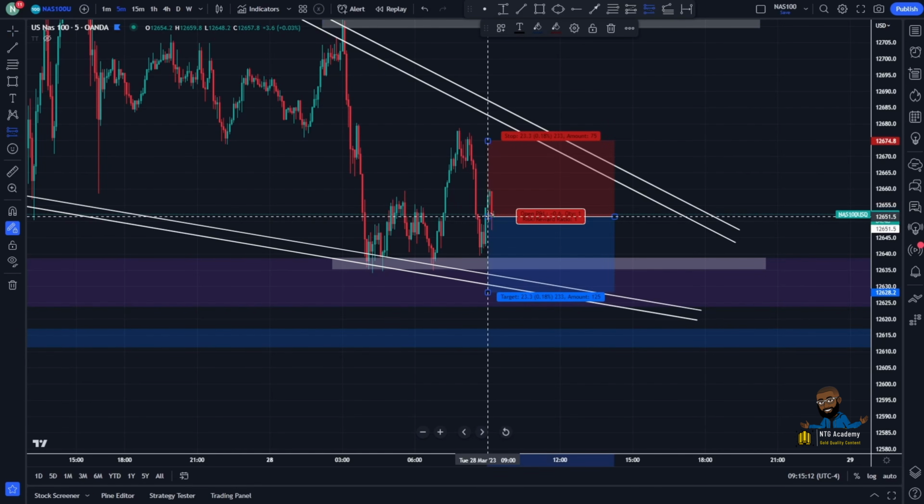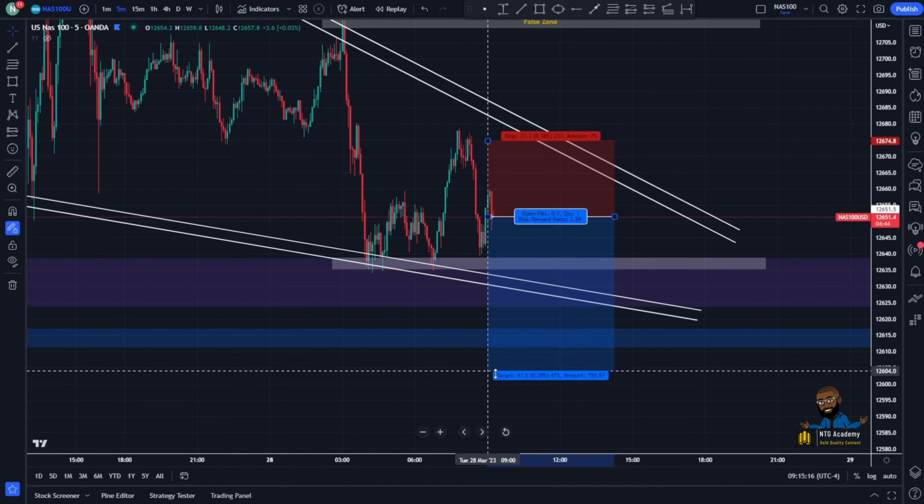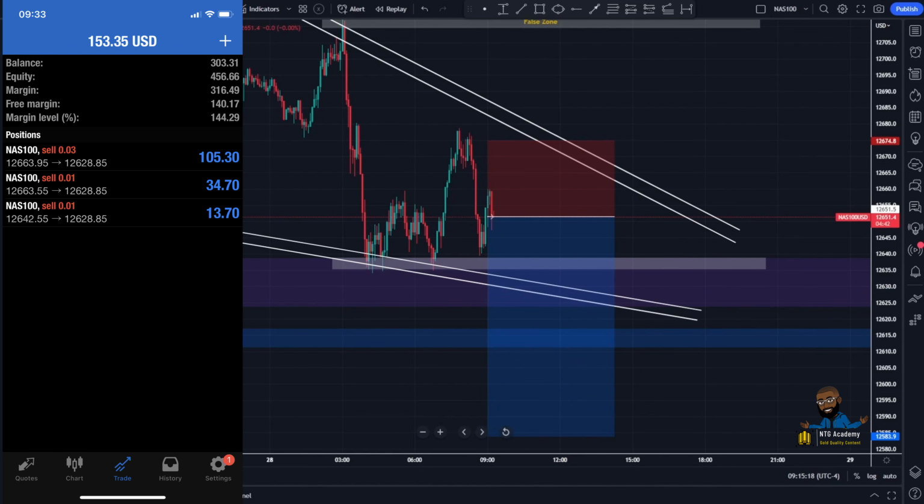Okay, that's where I entered my trade there. Like I said, we have a different pre-breakout strategy that's exclusively for the members.